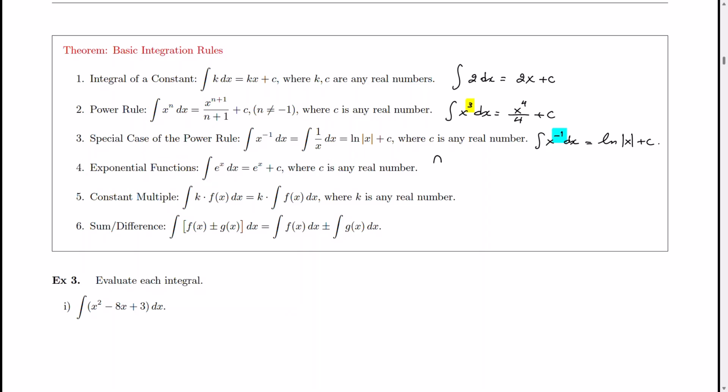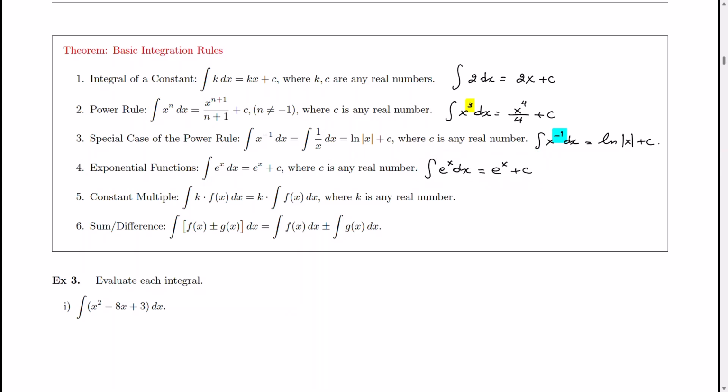The next rule is the exponential functions rule, right? It tells us what to do if you have an exponential function, e to the power of x dx, and this is one of the easiest, most simple rules. What's the antiderivative for e to the x? It's just simply itself. That's it. And we also add the plus c as usual at the end of all these rules. So this is the only function in the universe whose antiderivative is literally itself, right? The antiderivative for e to the x is just simply e to the x.